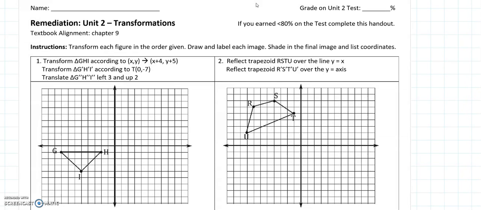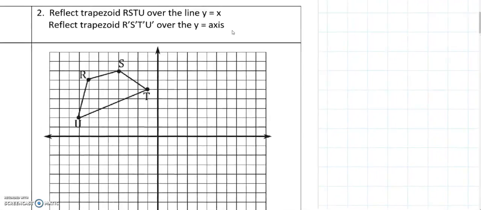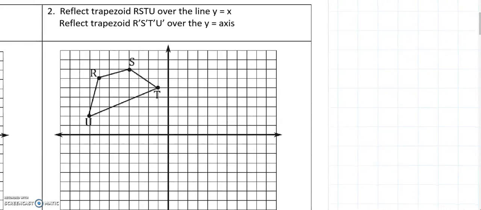Alright, so I'm going to go over just a couple of things, not everything. One of the things that I think is important is how to do reflections, how to do rotations, and how to do dilations that are not centered at the origin. Those are the big concepts I want to go over here. So let's start off with some reflections. I'm going to start with number 2.